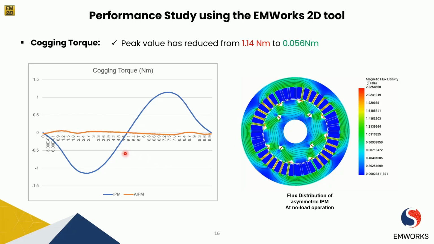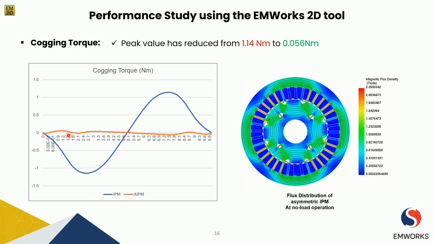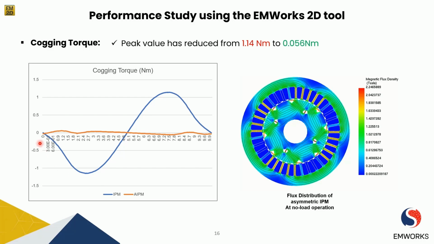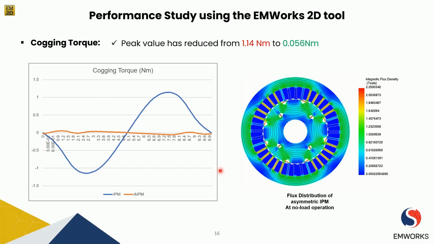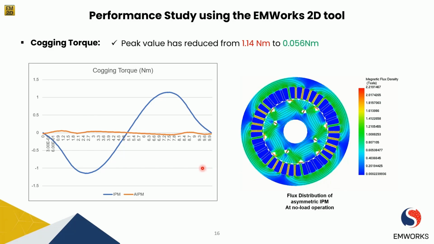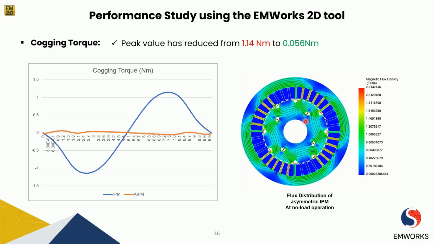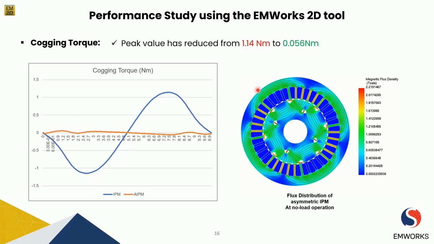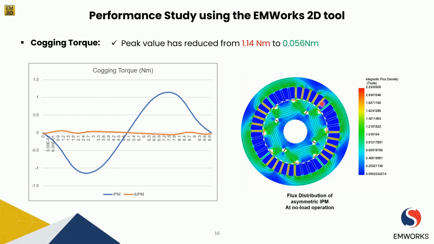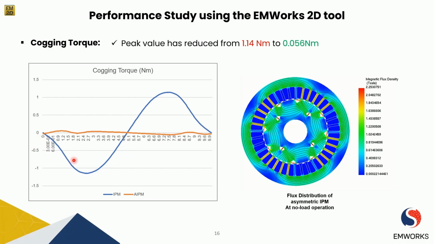As you can see here, the red one is the cogging torque waveform of the asymmetric IPM machine in 10 mechanical degrees, because the cogging torque period is a function of the number of slots and poles, and here, since we have 36 slots, each slot pitch is going to be 10 mechanical degrees, and here we have that period.